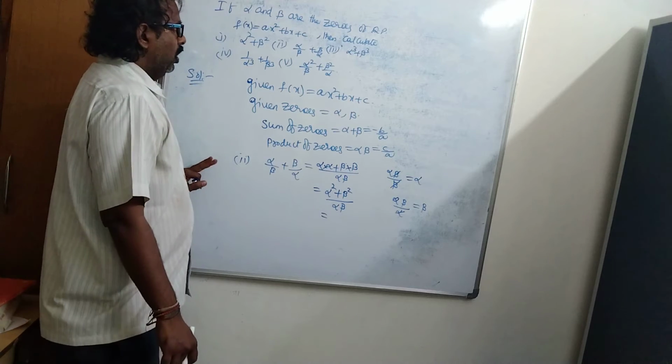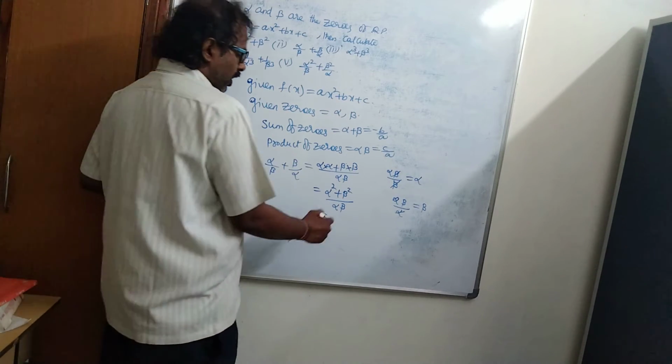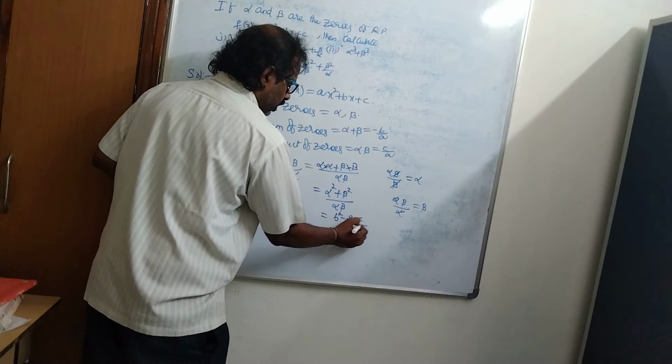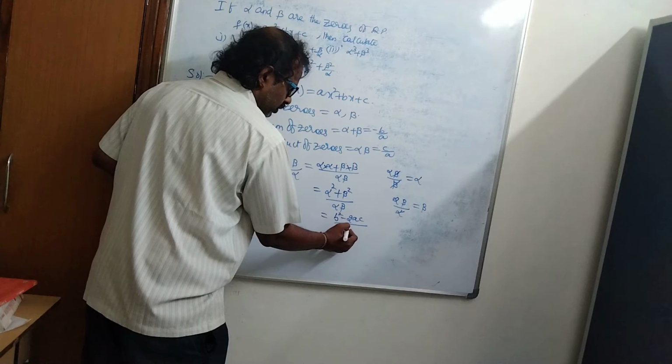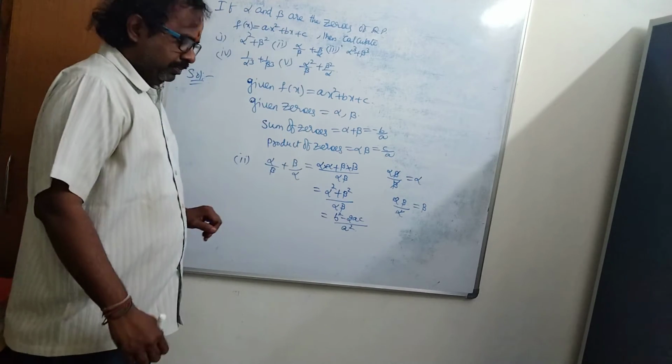So just now we got what alpha square plus beta square is: b square minus 2ac by a square, right?